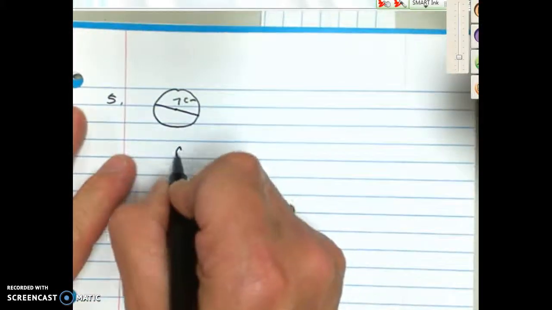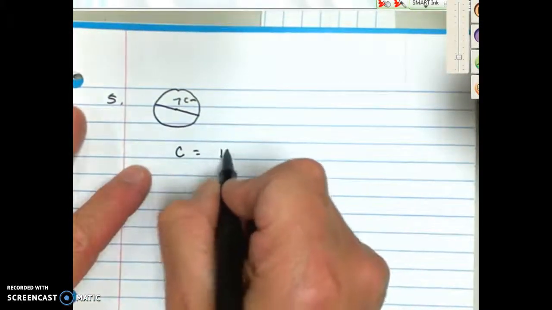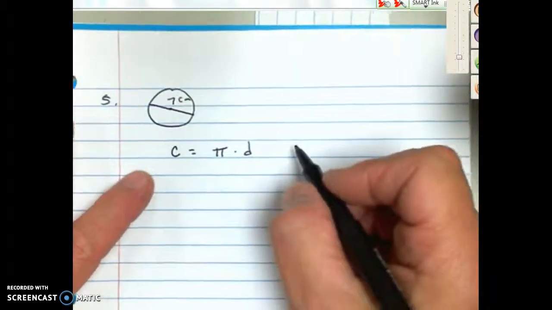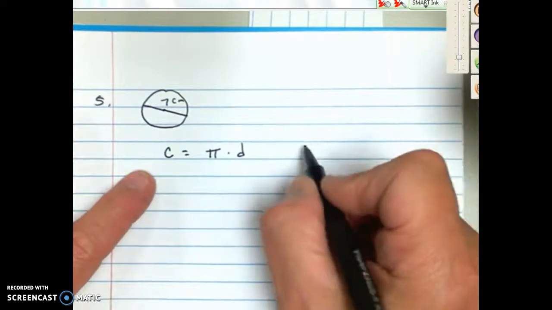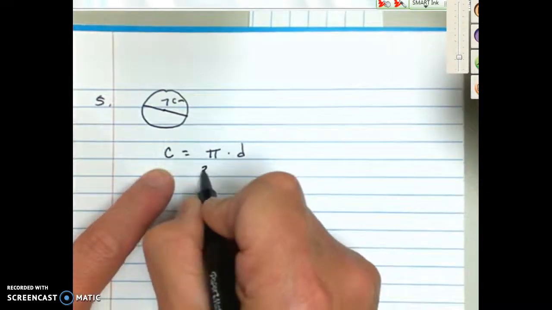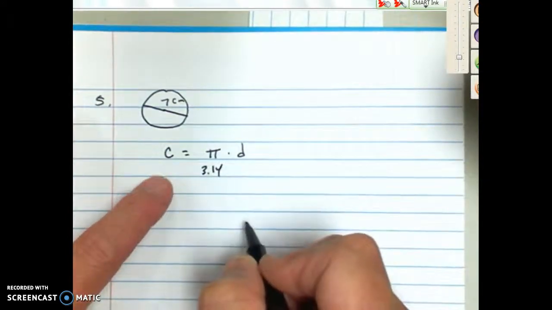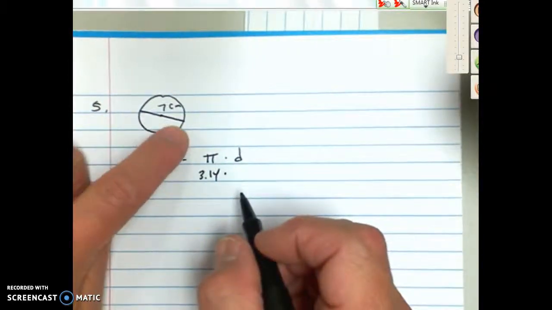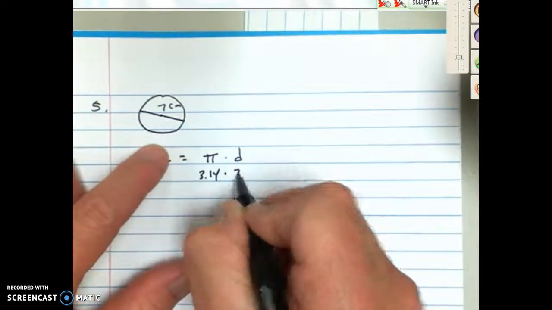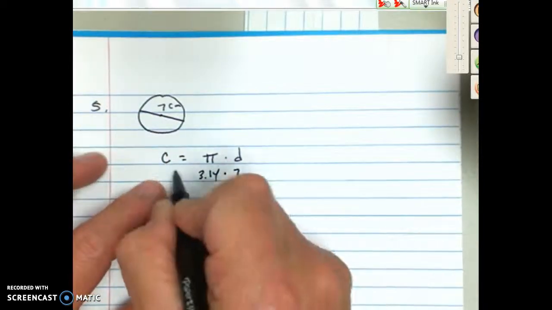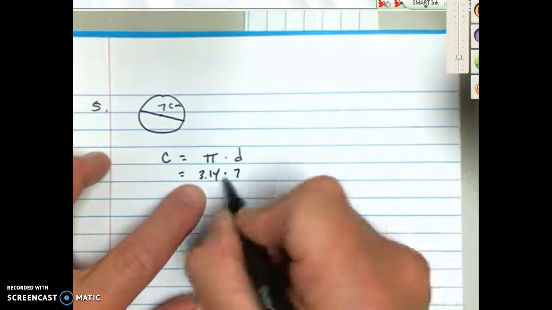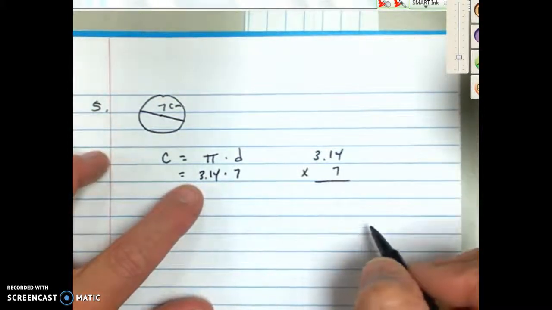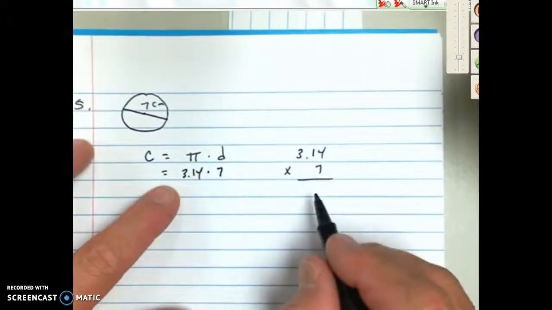So we want to say the circumference is equal to pi times diameter. And again, write that formula out. So pi times diameter, we know that pi is 3.14. That's what that equation is equal to. Since this drawing has our diameter going all the way across, our diameter is 7. So we're going to multiply 3.14 times 7, stack it up, and for just a moment, forget about the decimal point.